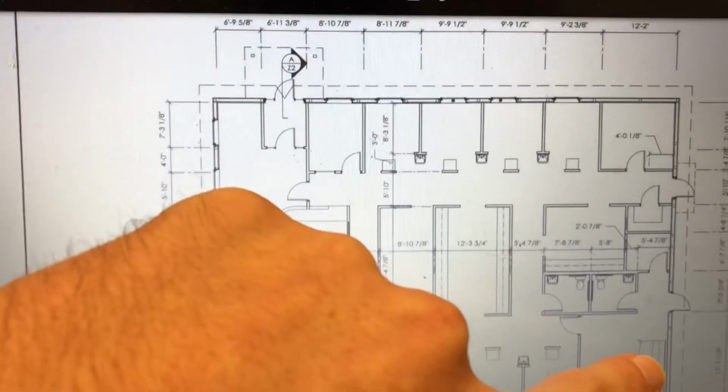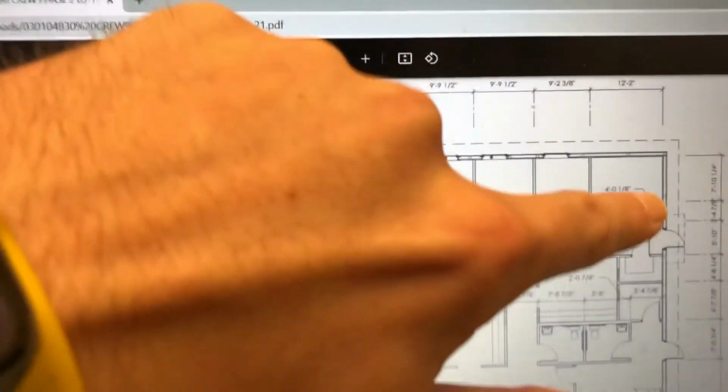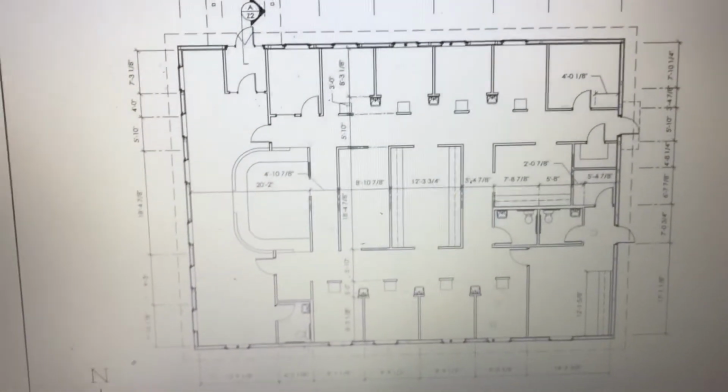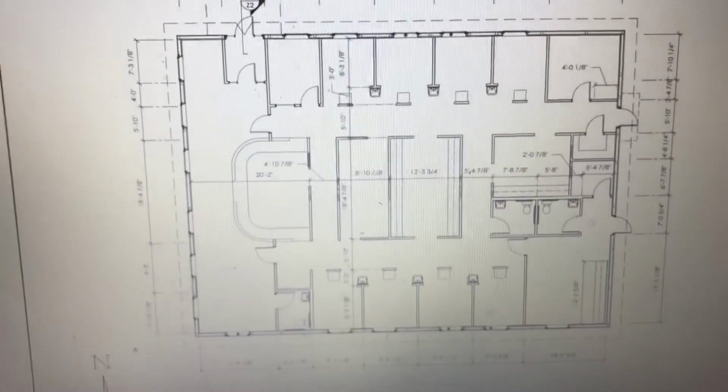In the back corner here, this is our staff break room, nice and out of the way, really nice and convenient. Here is our mechanical room. So again, really, really nice layout. There's not too much noise or anything that interferes, and everything is in its nice own separate area.